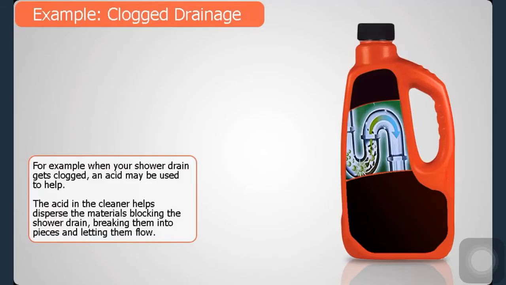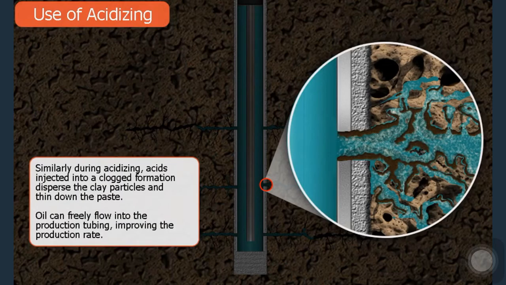For example, when your shower drain gets clogged, an acid may be used to help. The acid in the cleaner helps disperse the materials blocking the shower drain, breaking them into pieces and letting them flow. Similarly, during acidizing, acids injected into a clogged formation disperse the clay particles and thin down the paste. Oil can freely flow into the production tubing, improving the production rate.